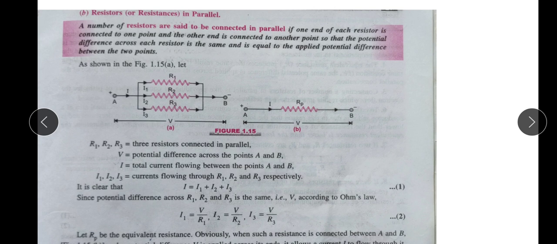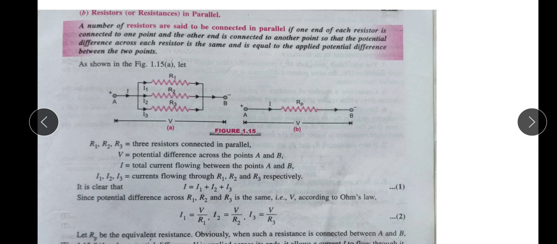Okay, so listen to 2 points. First one is, in series connection, current in each resistor is same and potential difference is different. In parallel connection, current in each resistor is different and the potential difference across each resistor is same. Okay, then look at the figure.